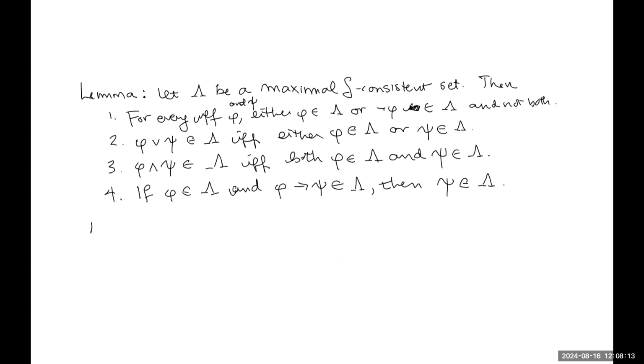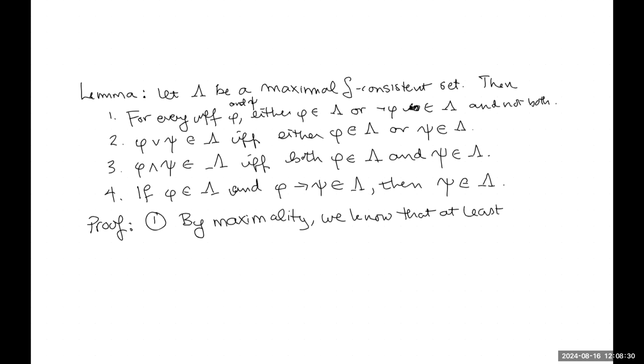Let's prove this. Proof of the first one. By maximality, we know that at least one of phi and not phi is in lambda. So this just comes from the definition. It comes straight out of that.